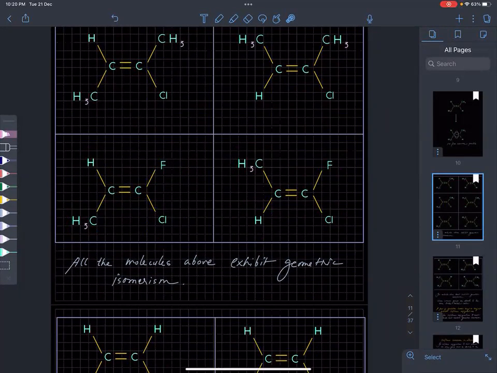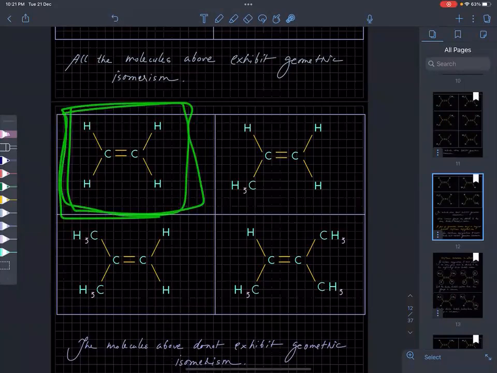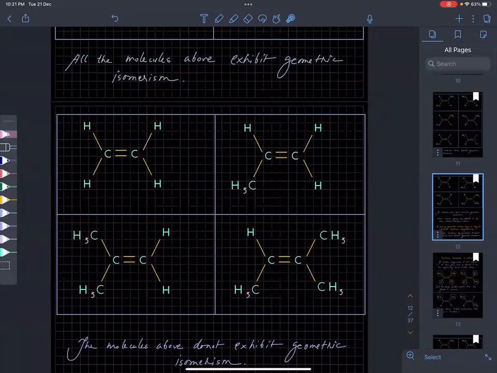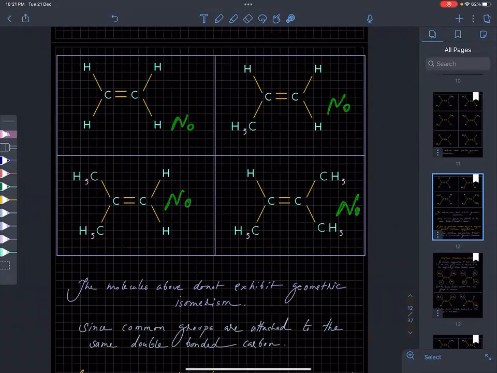Now, does this show geometrical isomerism? They are not isomers actually. My question is, can this have a geometrical isomer? Because you check only one thing: if any carbon has two same groups, no.